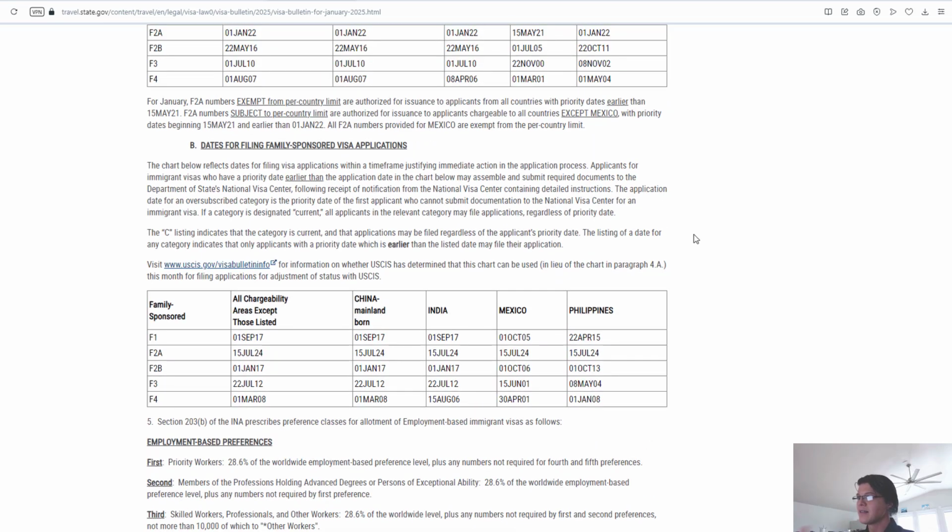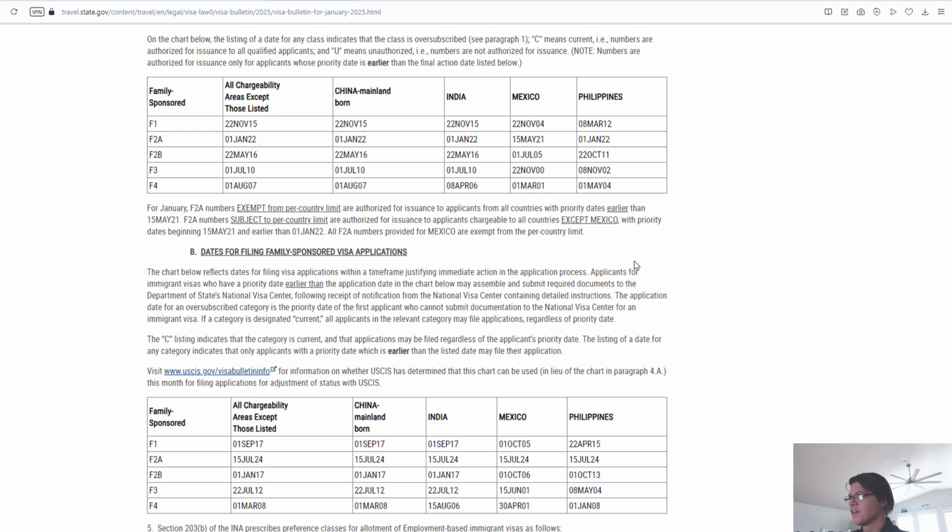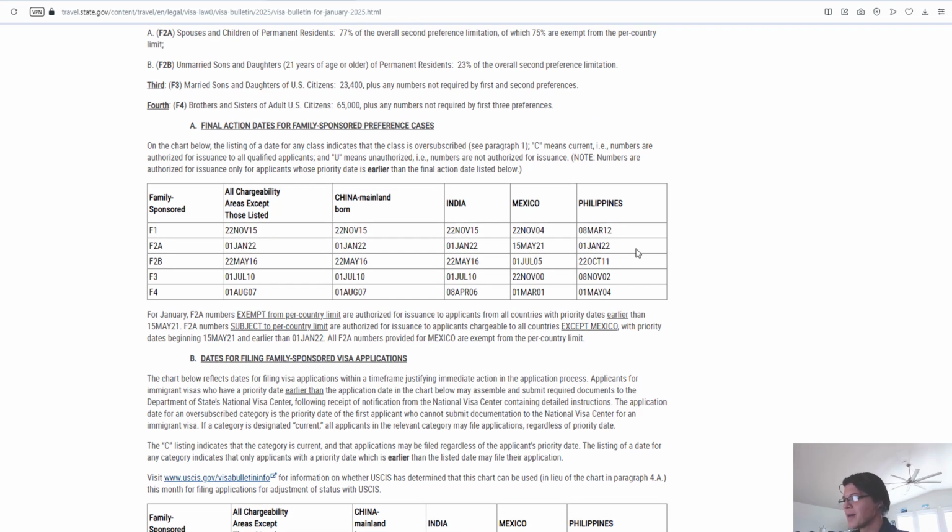But that's really it. We're gonna be waiting for February 2025 visa bulletin to come out, which is gonna happen sometime in January. Once that happens, I will make an updated video.